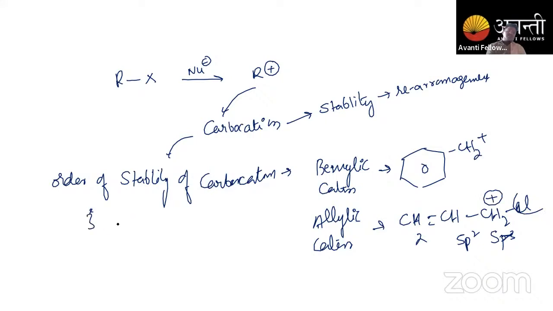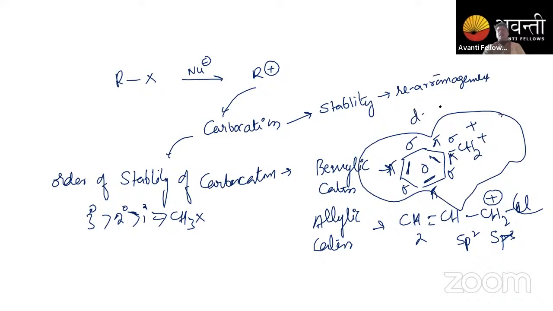And the next one is tertiary, then secondary, then primary, and last but not the least, methyl halide. Now, why is this benzylic cation more stable? Very simple: if you just draw the structure, this particular carbon is getting the positive charge, and here you have sigma, pi, sigma, pi, sigma, pi. That means the conjugation is very high due to the delocalization. Due to delocalization, or we can say conjugation, the benzyl cation is more stable than the allylic cation.